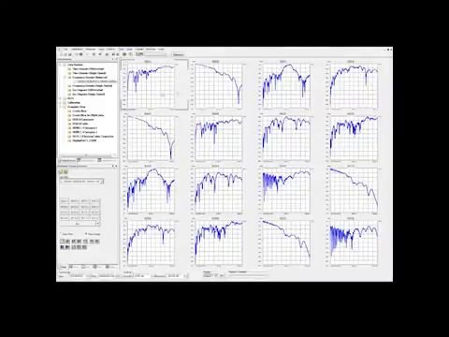Here is quadrant 1, quadrant 2, quadrant 3, and quadrant 4. Remember, quadrant 1 was the differential input, differential output. Quadrant 4 was the common stimulus, common response. And then quadrants 2 and 3 were the mixed mode quadrants.